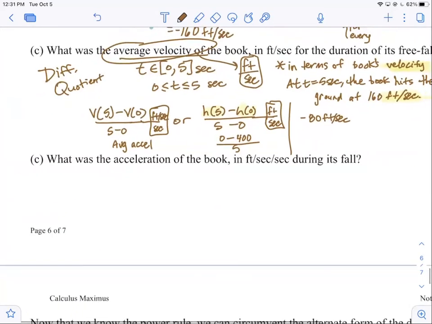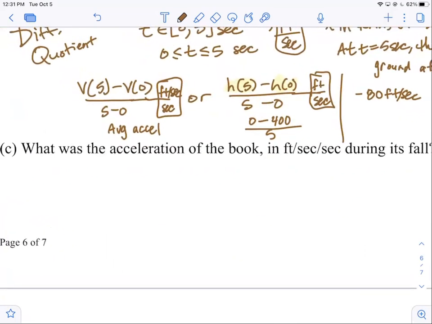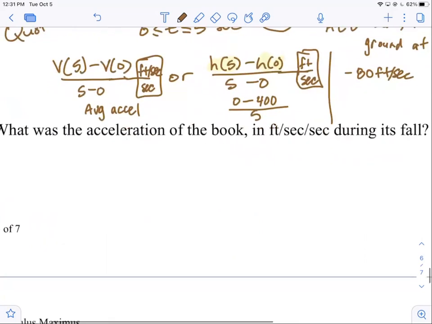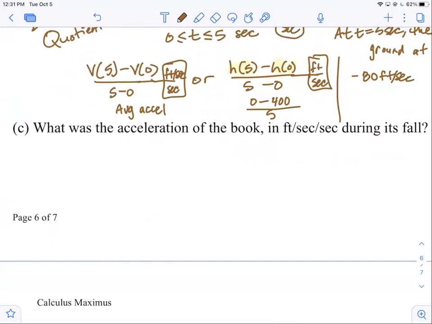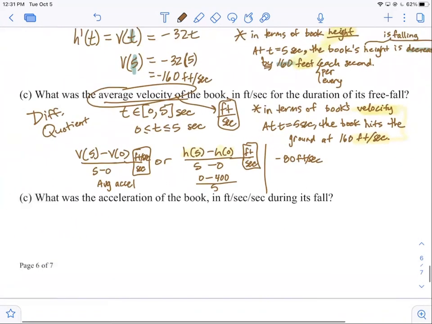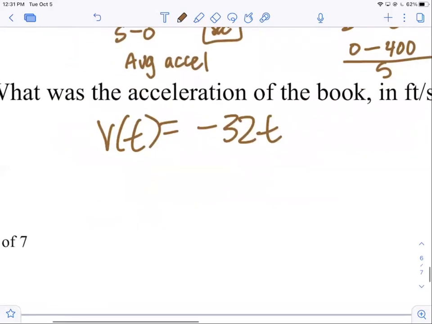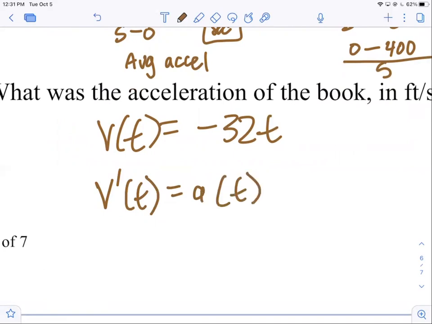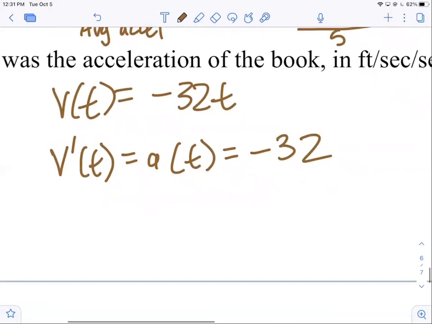All right. And then what was the acceleration of the book in feet per second during its fall? Notice it didn't specify a time at all. Well, if I figured out the average acceleration, I don't know if that would give it to me. Would it? V of 5 minus V of 0? Can I find the acceleration at any given moment? Yeah, what would that be? That would be the derivative, right? Yeah, so let's rewrite V of t, or h prime of t if you didn't call it V of t. It was negative 32t. If I take the derivative of that, I'm going to call that a of t. What's the derivative of negative 32t? Negative 32. It's a constant. Is that my answer? Do I put feet per second on the end? Well, if you leave it like that, you're calling it just the function at any given time. But since there's nothing to plug into, that is the answer.